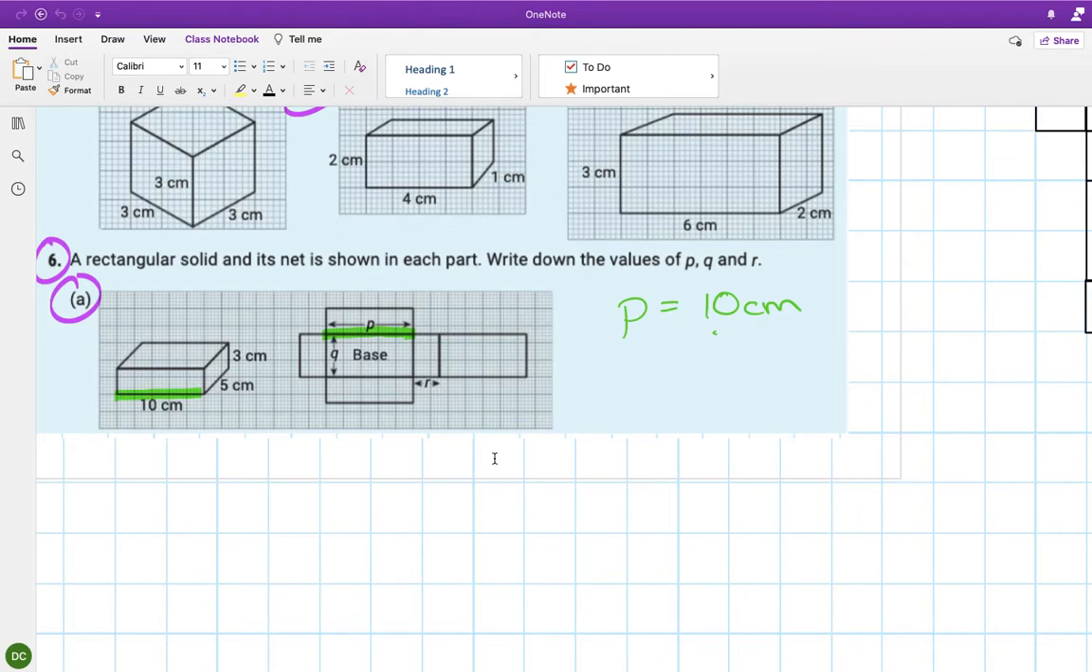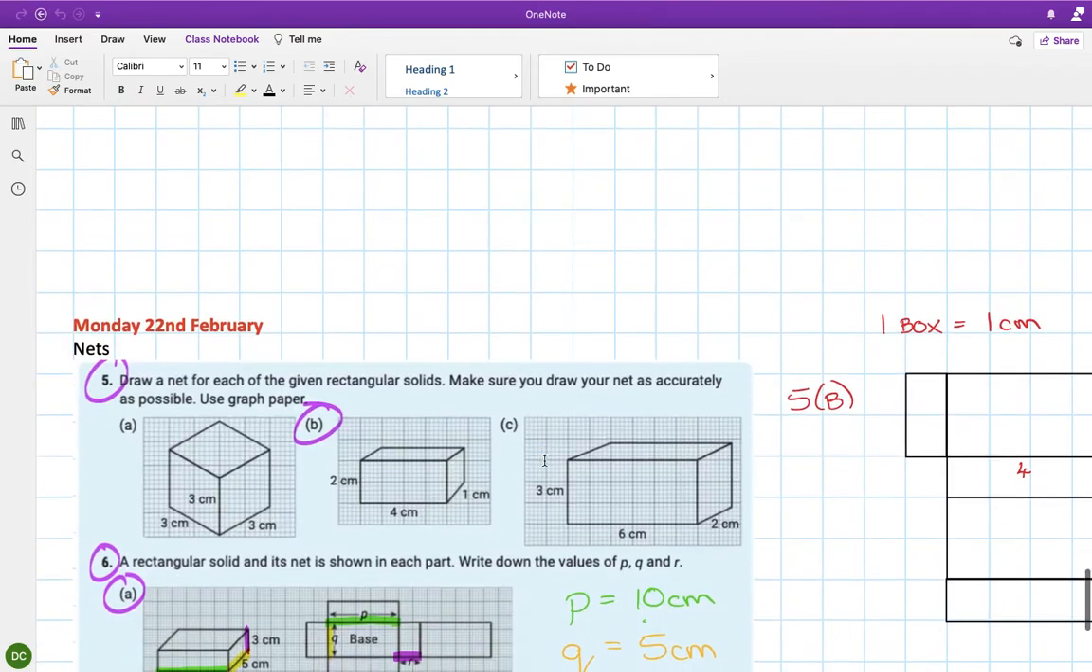Q then is the width of the base, so that's going to be this bit. So Q is 5 centimeters. And then, by default, but also if you try and imagine folding the net up, R would be the height of the box. So, depending on how you figure it out, this here is the same as this here. So R is 3 centimeters. Yeah. So that's the homework.